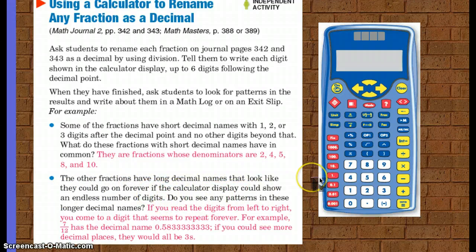Do you see any patterns in these longer decimal names? Well, if you read the digits from left to right, you come to a digit that seems to repeat forever. For example, in 7 divided by 12, 7 twelfths, it has the decimal name 0.58333333. If you could see more decimal places, they would all be 3s.